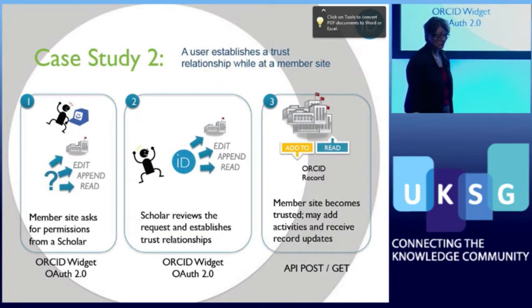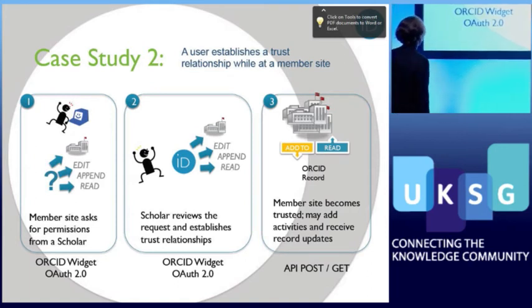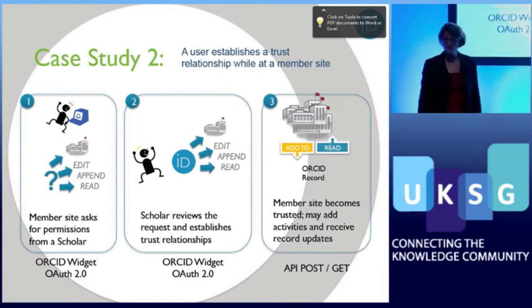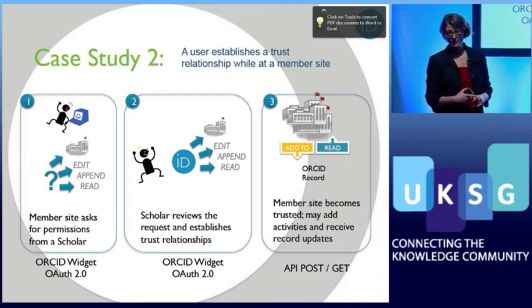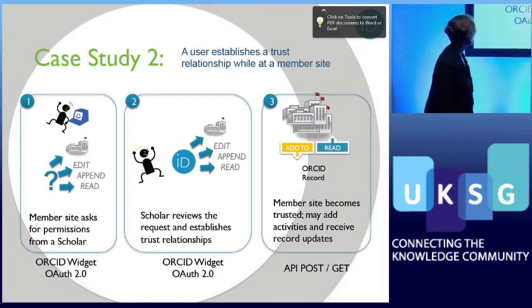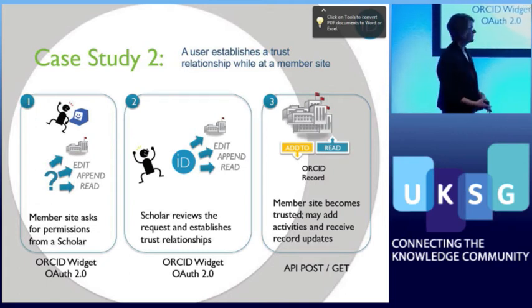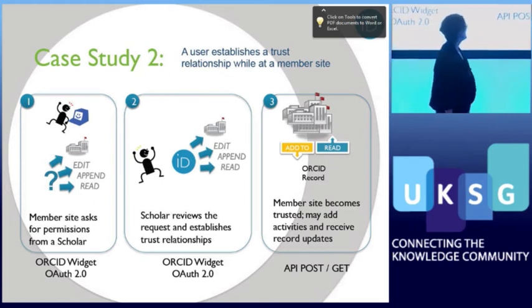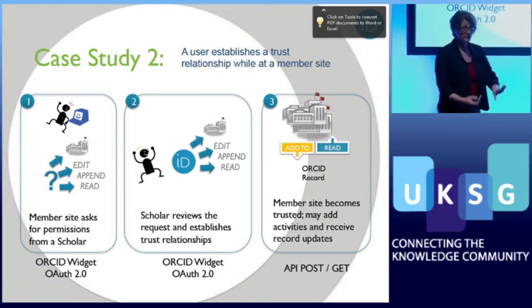Case study number 2, this is for non-employers, but employers could do it too. A member site can say, could I write to your record? This could be as simple as, in the manuscript submission system, setting up a trust relationship with the person submitting a manuscript, okay? Asking permissions, now it's possible for you to write back to the record if you're given that permission. Scholar reviews it, establishes a relationship, and now the member site becomes trusted. It may add activities, and perhaps more important for this audience, receive record updates. Okay, all of this through the API.